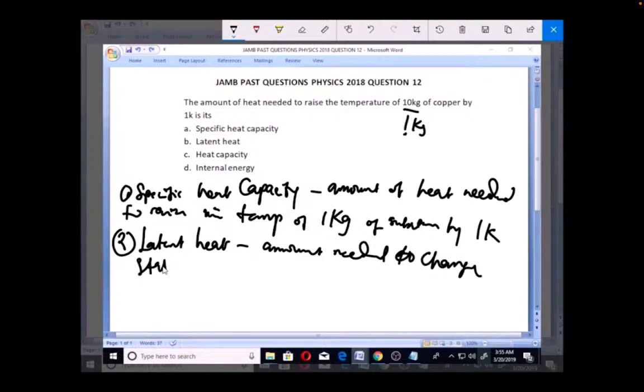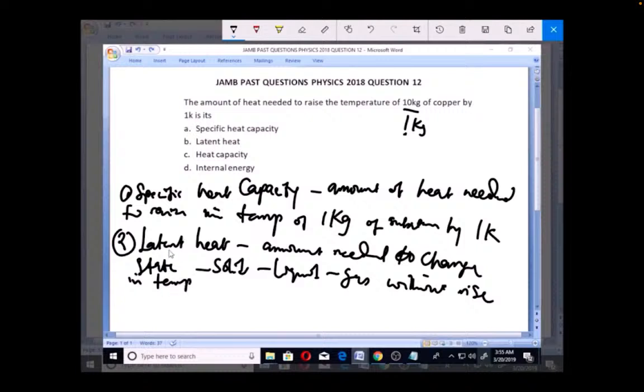The amount of heat needed to cause change in state. That is when there is change from solid to liquid or liquid to gas without rise in temperature. So when latent heat is used, there is no rise in temperature.